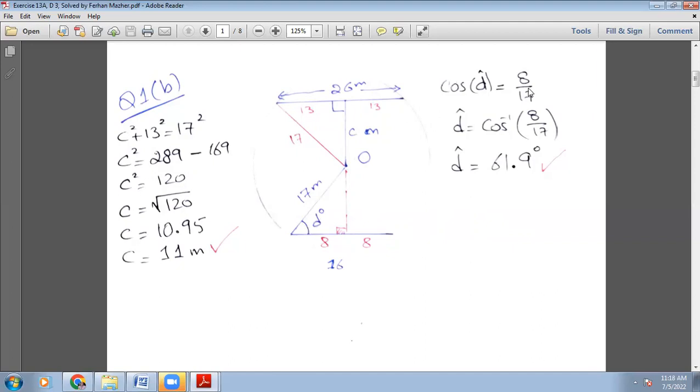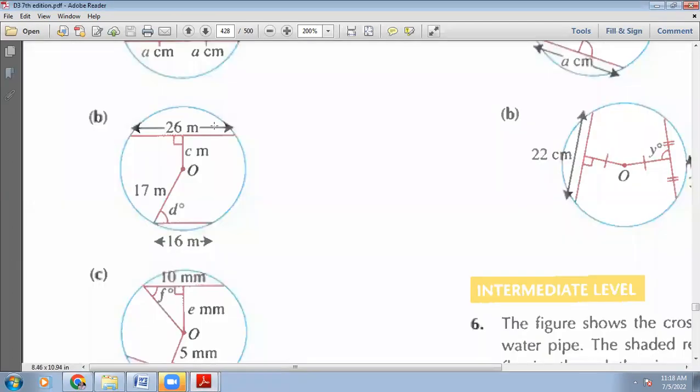So use cos D, that's base by hypotenuse, so 8 by 17. So angle D will be equal to cos inverse of 8 by 17. In your calculator, you will write shift cos bracket start 8 divided 17 bracket close equals to, and that will be 61.9 degree. So this is how you will do this question number 1, and it's B part, and I hope you understand. Okay, so let's go to the next question.